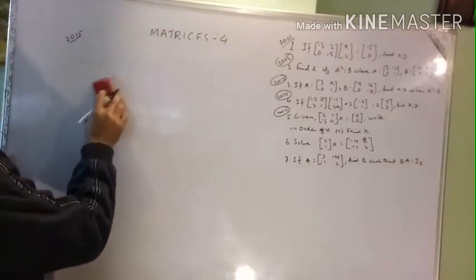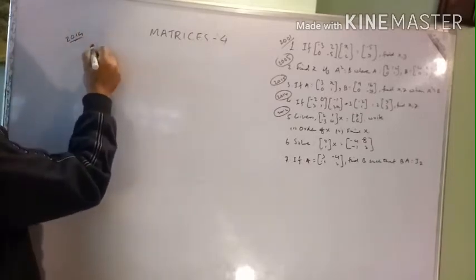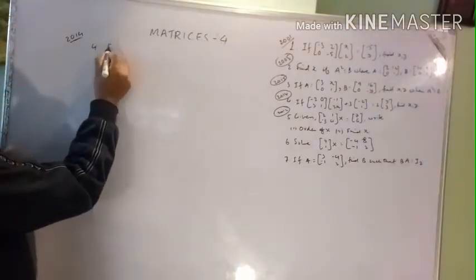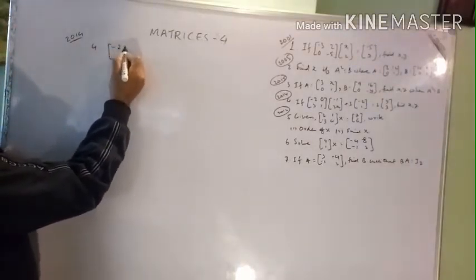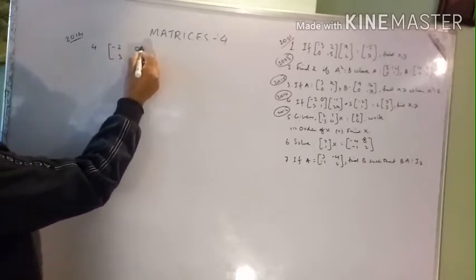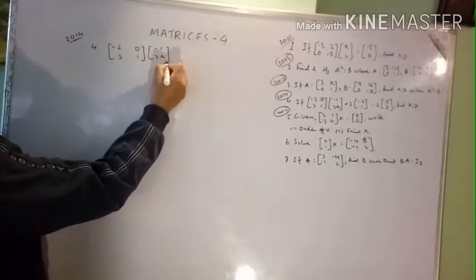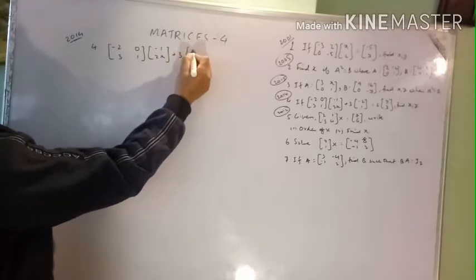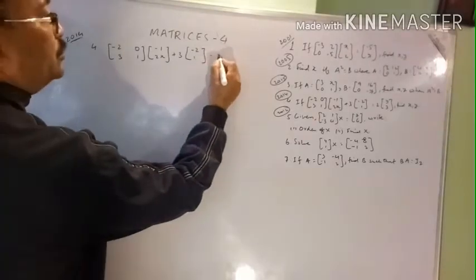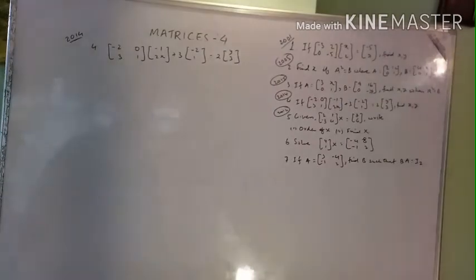Question number 4 came in 2014. Okay, 2014, question number 4. Now we are given the matrix [-2, 0; 3, 1] times [-1, 2x] plus 3 times [-2, 1] is equal to 2y times [3]. We have to find the values of x and y.